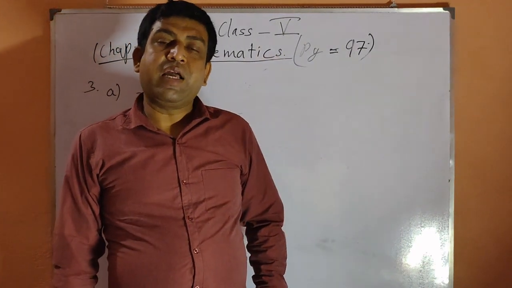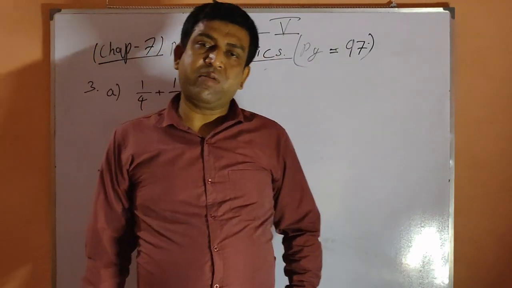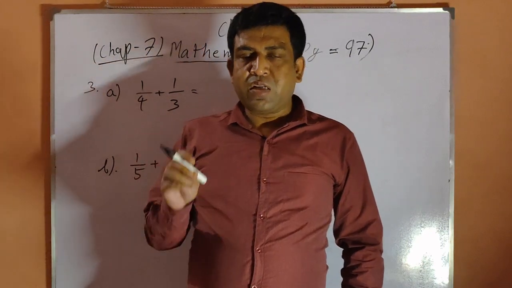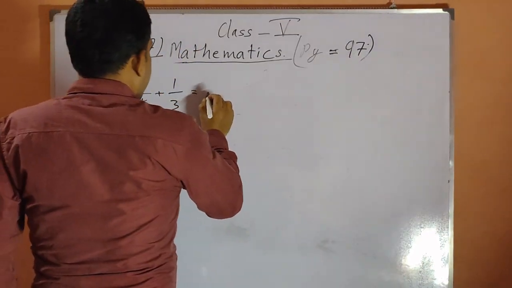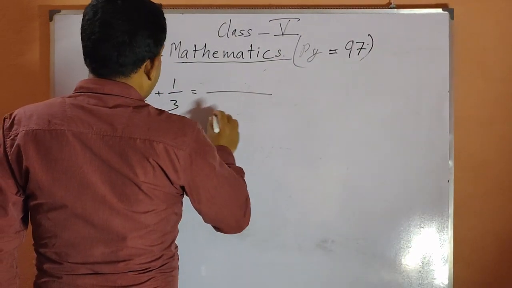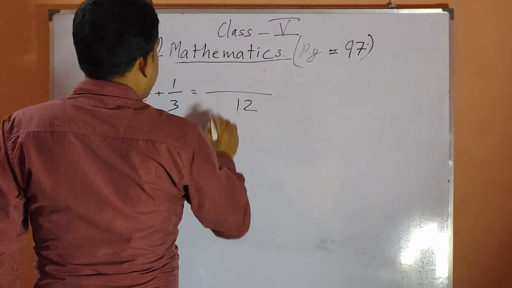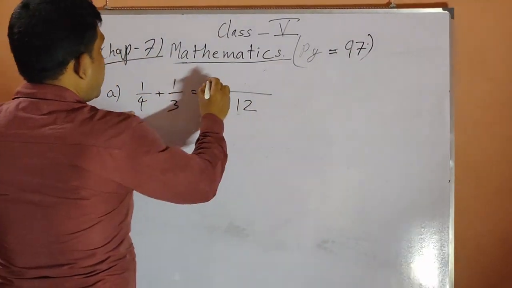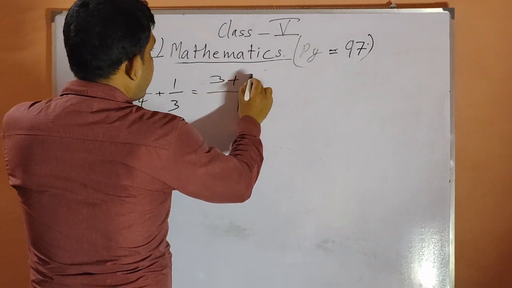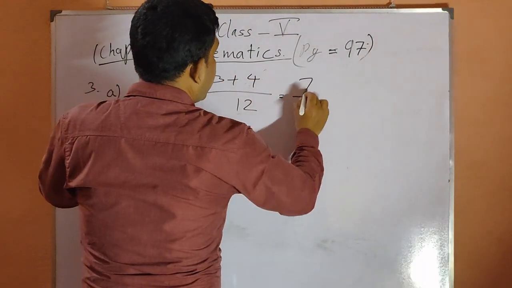Now page number 97. This is the last page of your syllabus, and this is the only sum. You see 1 by 4 plus 1 by 3. Very easy. 3 into 4, you get LCM of 12. And 12 divided by 4, 3. 3 plus 12 divided by 3, 4, 4 into 1, that is 4. That means 7 by 12.